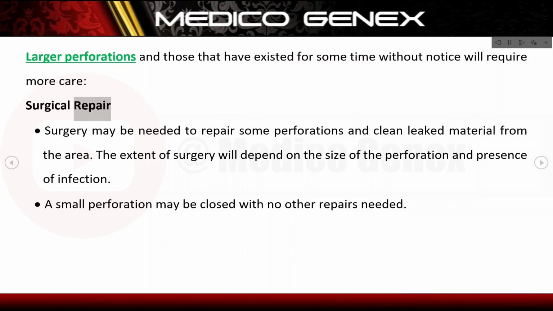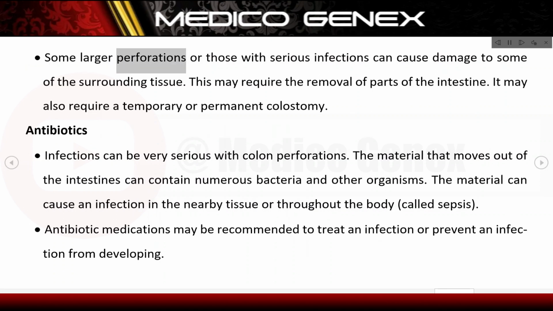Surgical repair. Surgery may be needed to repair some perforations and clean leaked material from the area. The extent of surgery will depend on the size of the perforation and presence of infection. A small perforation may be closed with no other repairs needed. Some larger perforations or those with serious infections can cause damage to some of the surrounding tissue. This may require the removal of parts of the intestine. It may also require a temporary or permanent colostomy.